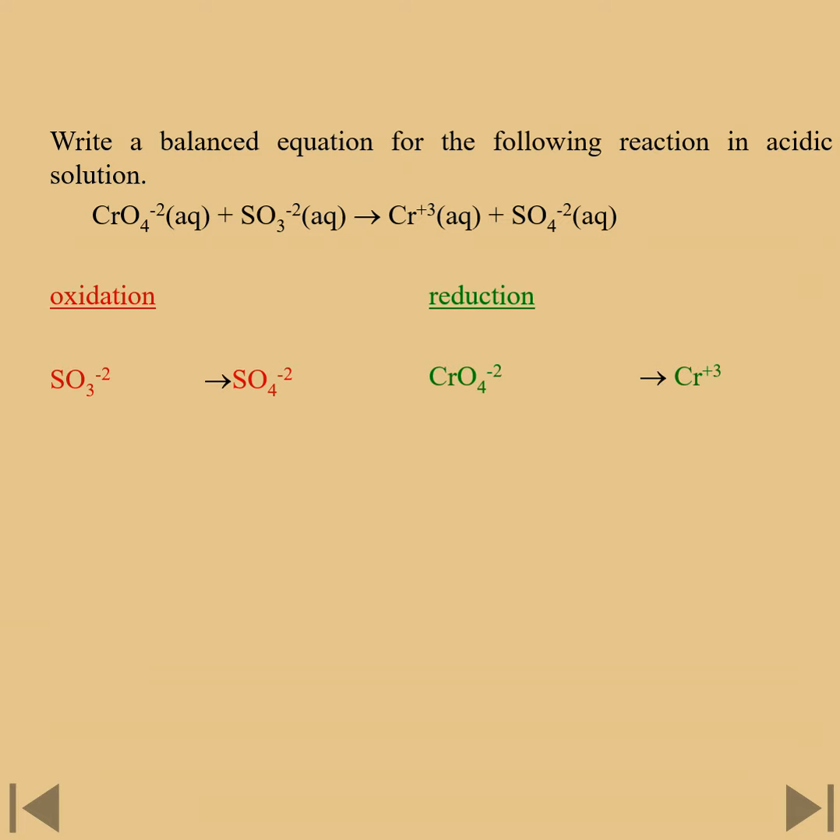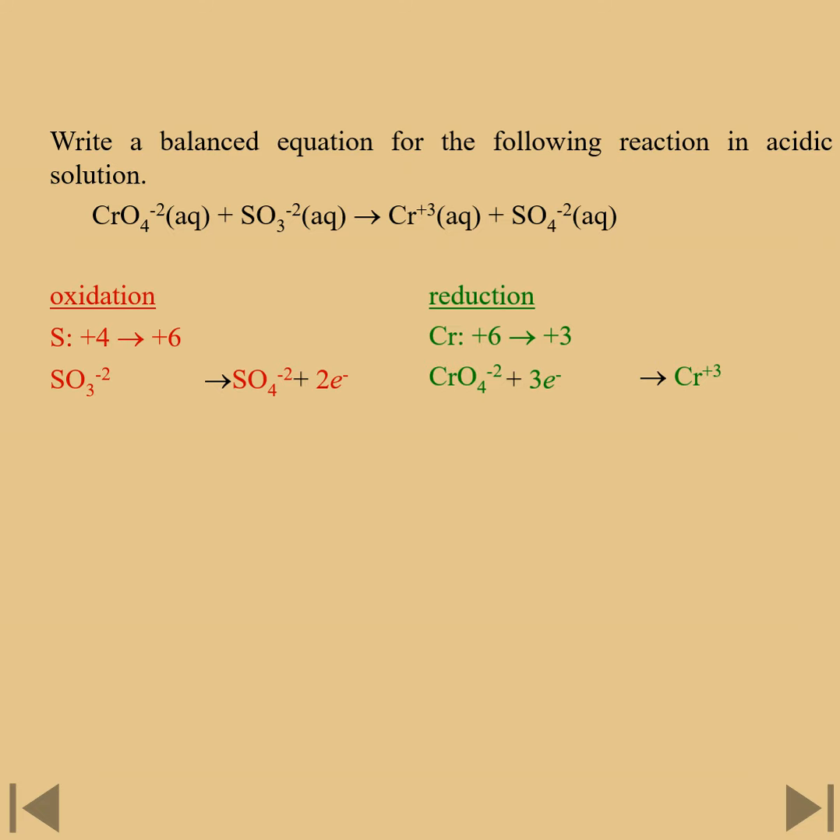Step 2a is to balance the element being oxidized or reduced, and I have 1 sulfur on the left and 1 on the right, and 1 chromium on the left and 1 on the right. Very often there's nothing really to do in step 2a. Step 2b is to add electrons in order to balance the oxidation number. Sulfur went from plus 4 to plus 6, it lost 2 electrons, so plus 2 electrons on the right. Chromium went from plus 6 to plus 3, so it gained 3 electrons, so 3 electrons show up on the left.